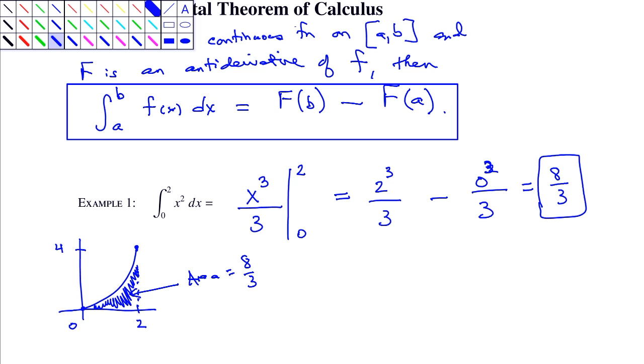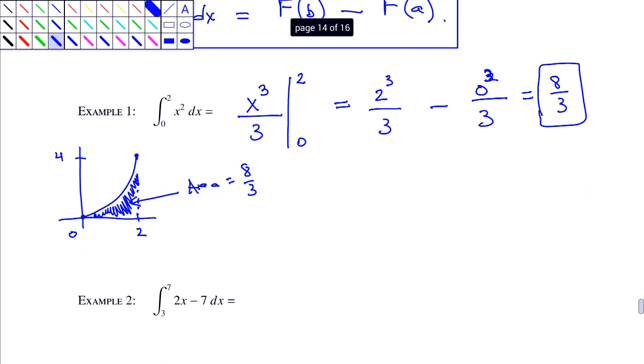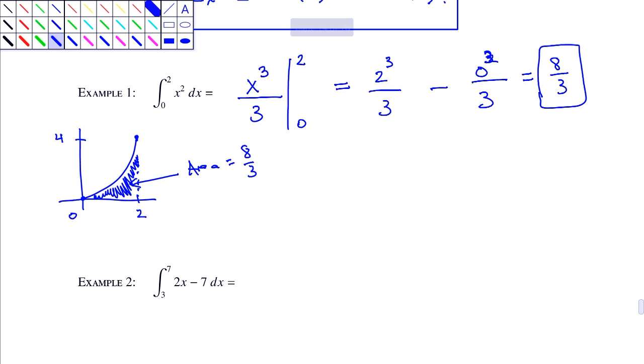Recapping, we found an antiderivative. We used the evaluation bar to denote that we needed to evaluate it at 2 and at 0 and subtract those results, top minus bottom, and then we finished the calculation. All right, with your partner, go ahead and work example 2. And when you get that, see if you can draw the geometric picture, just like the picture I have drawn here.